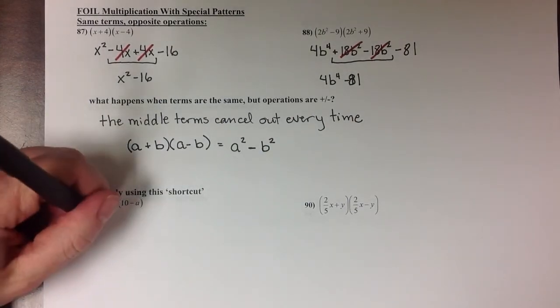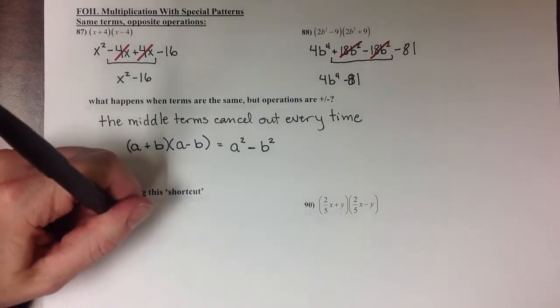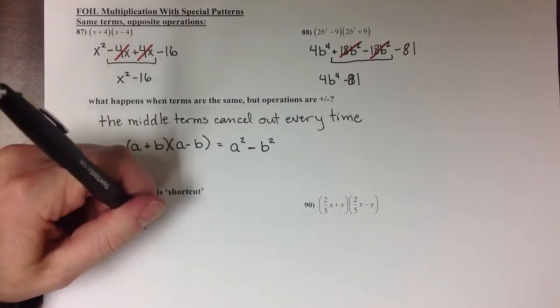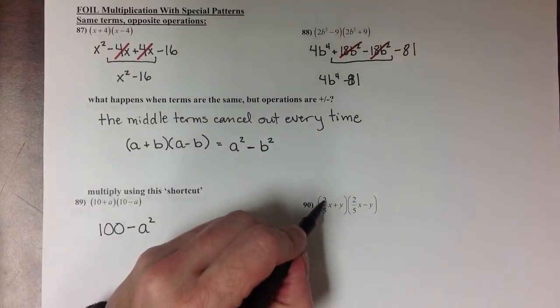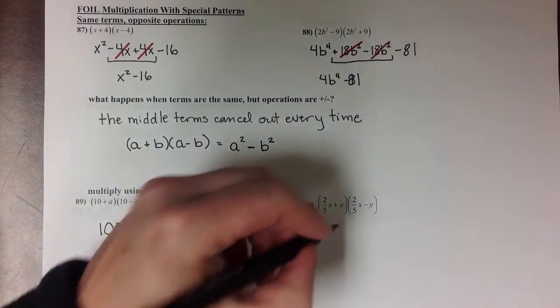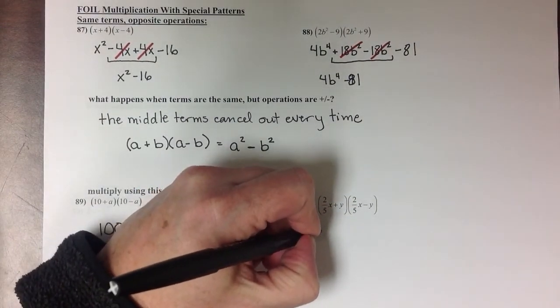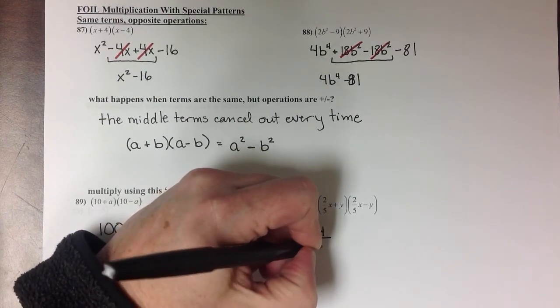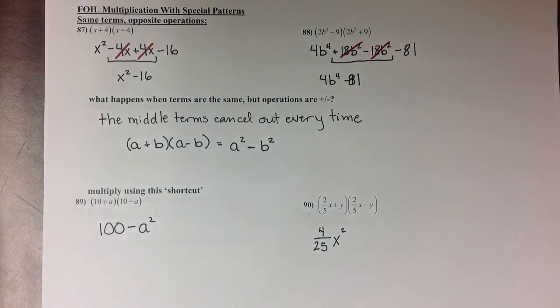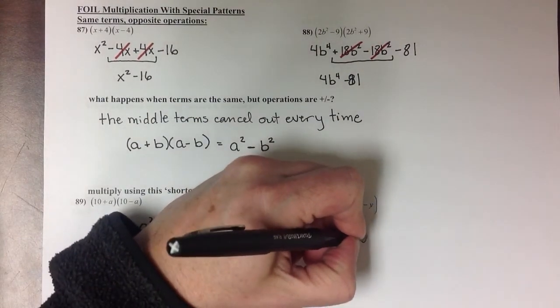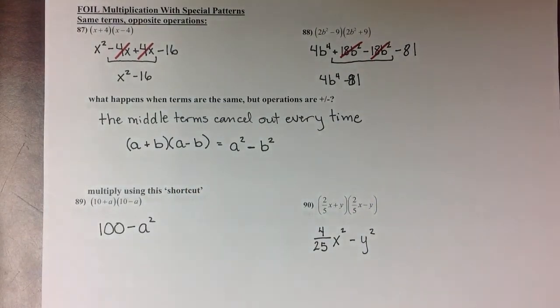So if we practice a couple of examples using this shortcut, we're just going to get 10 times 10, which is 100, minus a times a, which is a squared. Here, 2/5 x times 2/5 x is going to give us 4/25 x squared minus y squared.